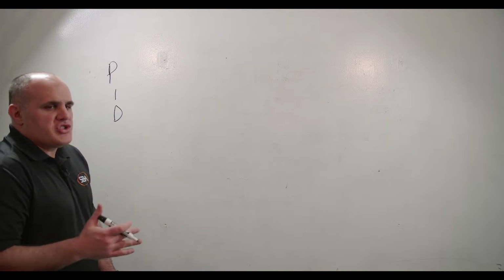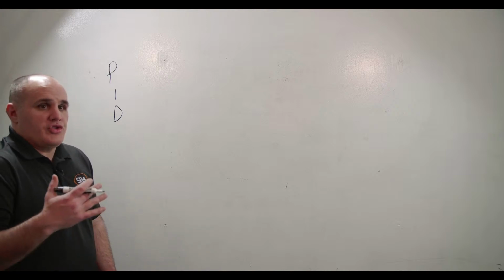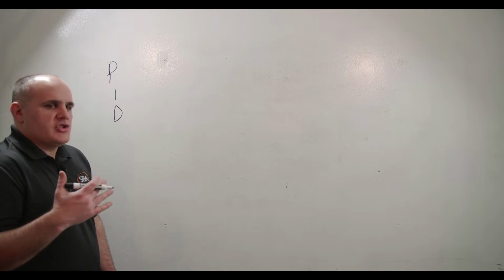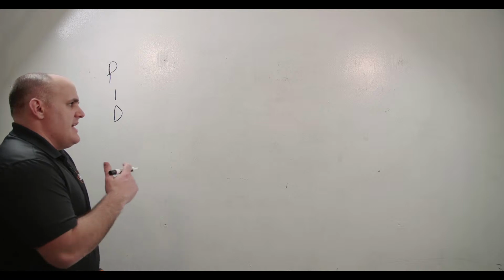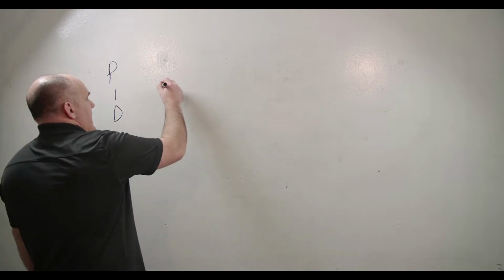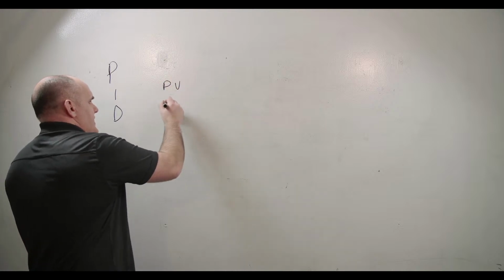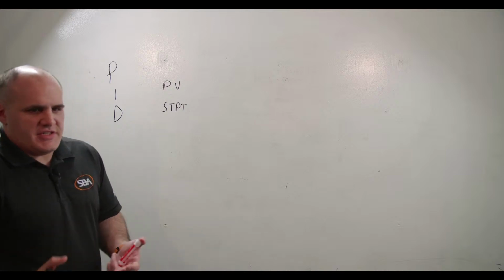Now, for most of our control processes, we're trying to control to a set point, right? We're trying to control a process variable to a set point, and we're doing that through what's called a process loop. So we have a process variable and we have a set point. And I'm going to go through definitions in the beginning of this.